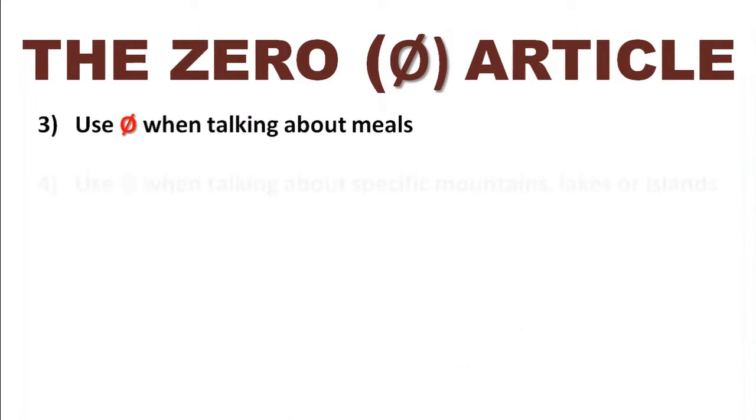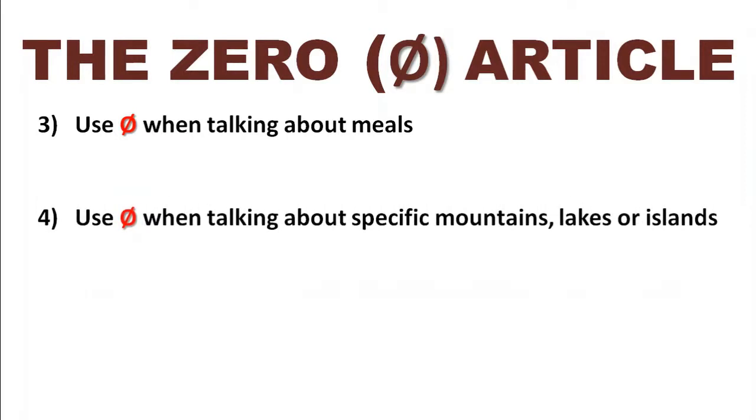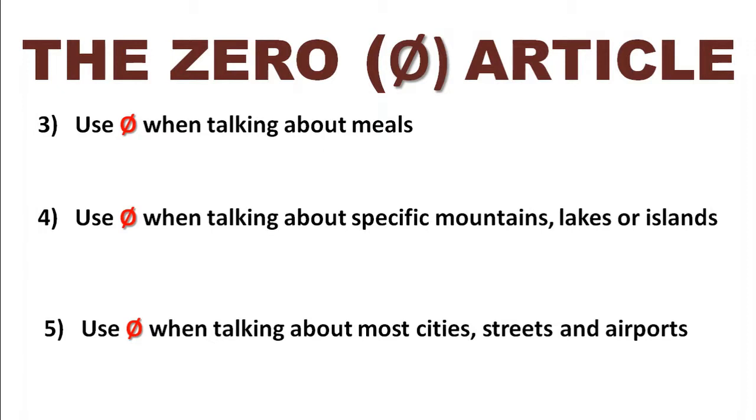And then here's three more rules. We use the zero article option when talking about meals, or when talking about specific mountains, lakes, or islands, and most cities, streets, and airports. So let's have a look at these.